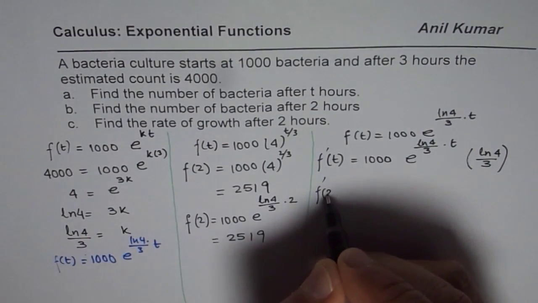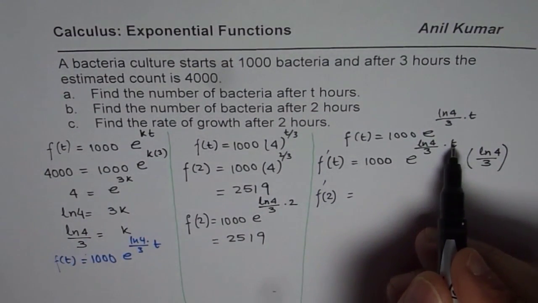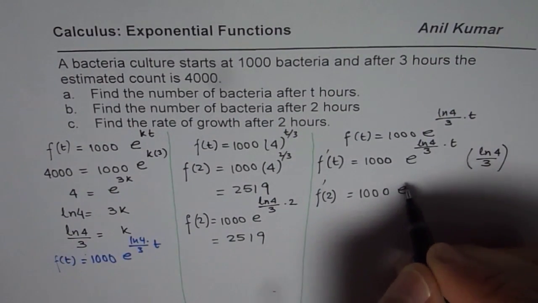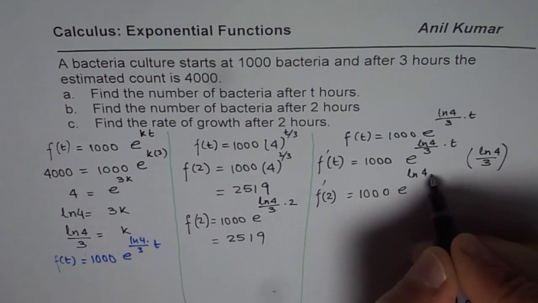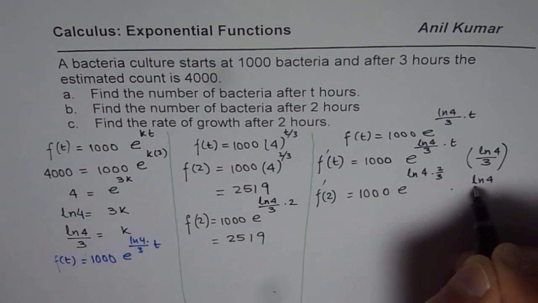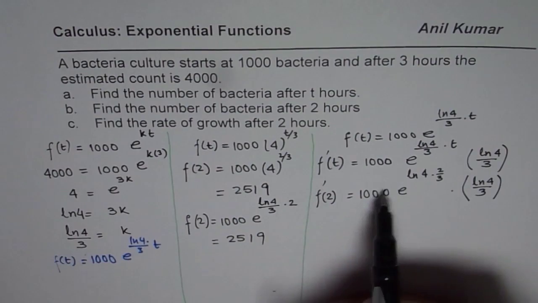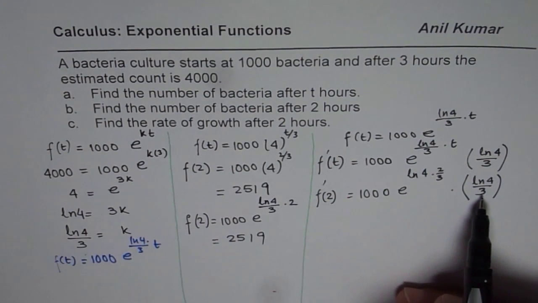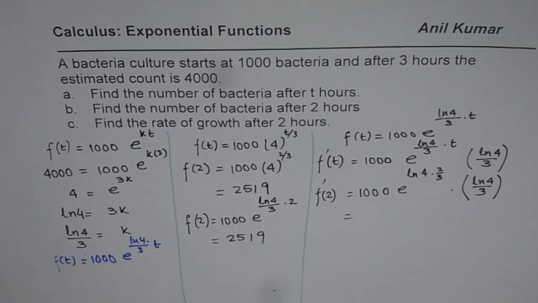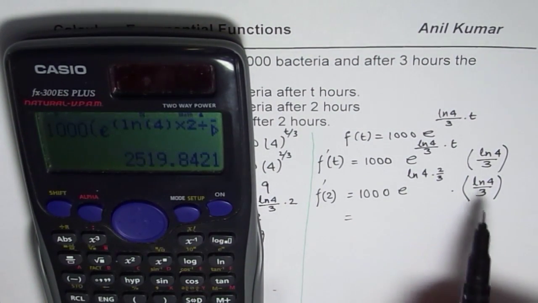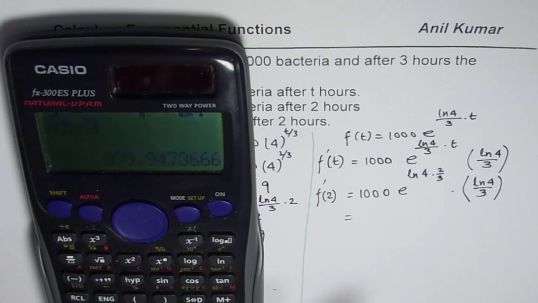You need to find the rate of growth after 2 hours. So f prime of 2 is equal to how much? Substitute 2 here. So this part is 1000 e to the power of ln 4 times 2 over 3, times ln 4 over 3, correct? We already found the value of 1000 e to the power of ln 4 times 2 over 3 as 2519.84, which we calculated for the first part, right? And we can divide this by 3 and then multiply by ln 4 to get the result.